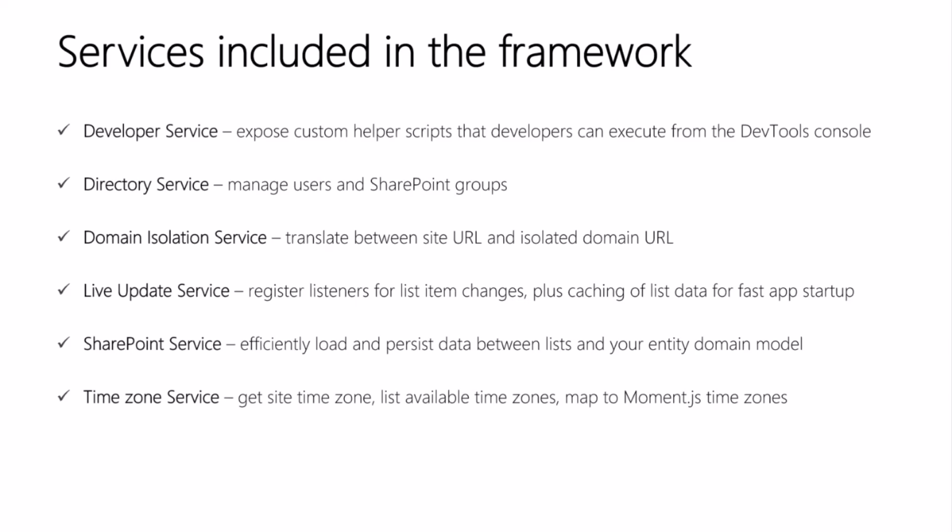The interface utilizes our common user class so that everything is compatible with your entity domain model and our common components like the user picker. This service exposes the current user and their permission level for the site. It enables you to resolve accounts, search for people, and ensure they're added to the site's user information list. All of these utilize the PnP.js library along with caching and batching for efficiency.